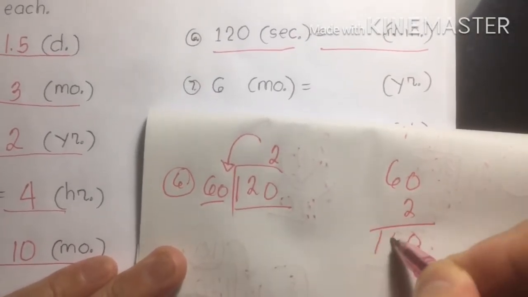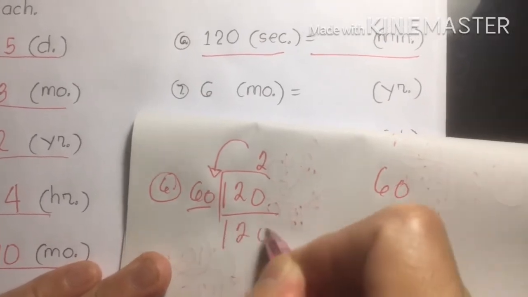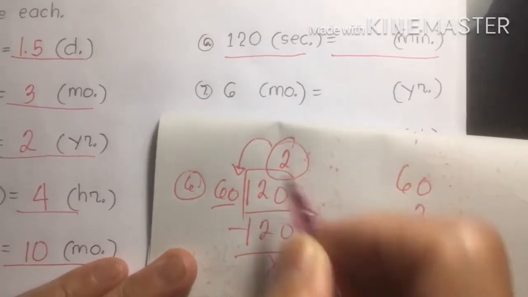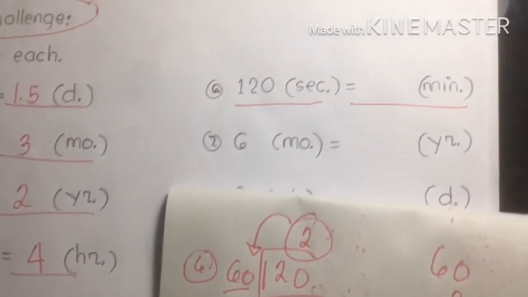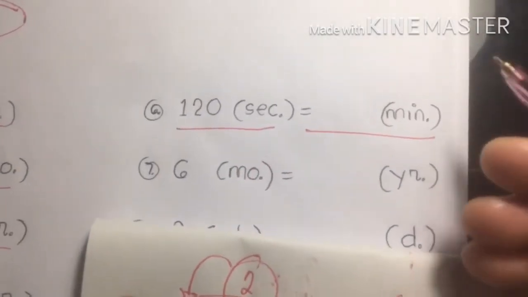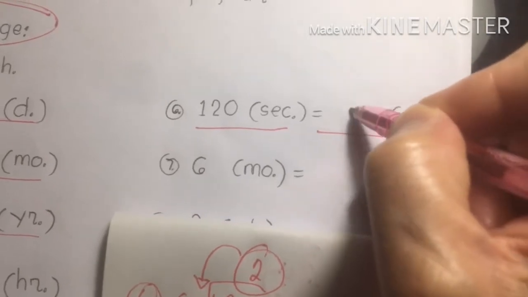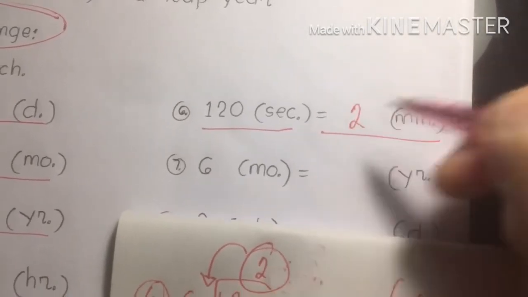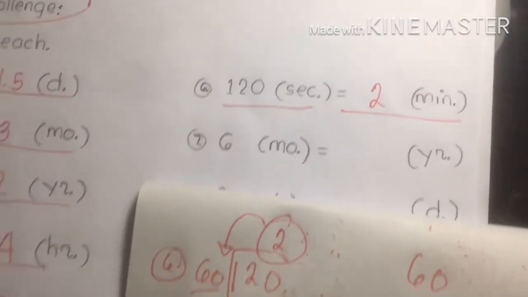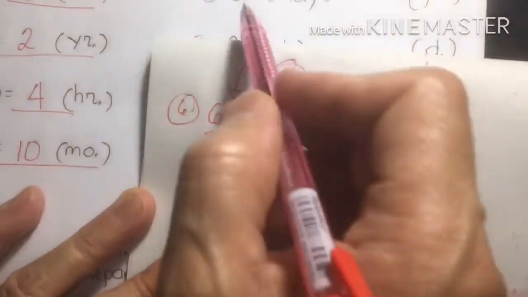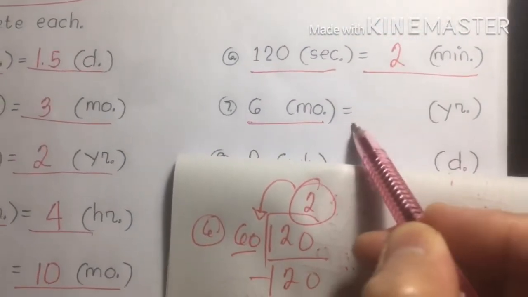So we have 120. Subtract, so none. So the answer is 120 seconds is equivalent to 2 minutes. Okay, 2 minutes. That's it. Number 7. 6 months. How many years?